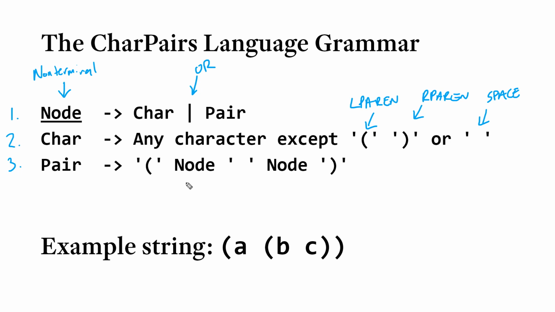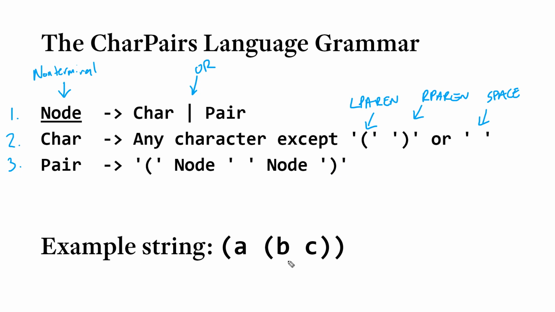And then a pair is the more interesting one. And this is where we're going to spend our time really trying to dig into how it is that a pair can be defined in the way that it is. So a pair is made up of a left paren, followed by a node. Notice this is a non-terminal whose definition was up here. We're going to come back to this, followed by a space, followed by another node, followed by a closing parenthesis.